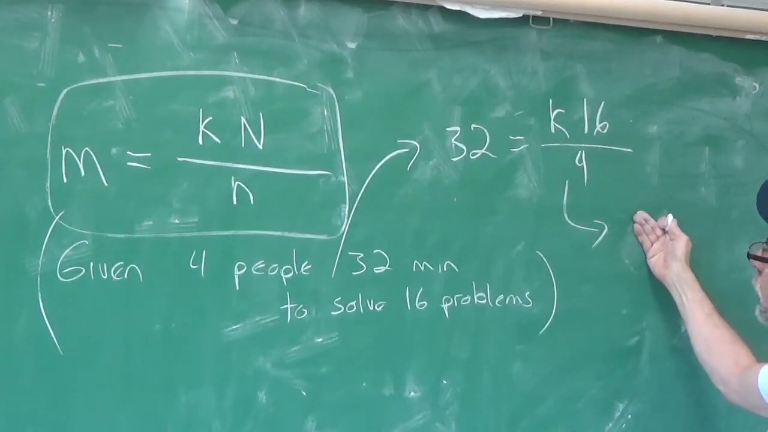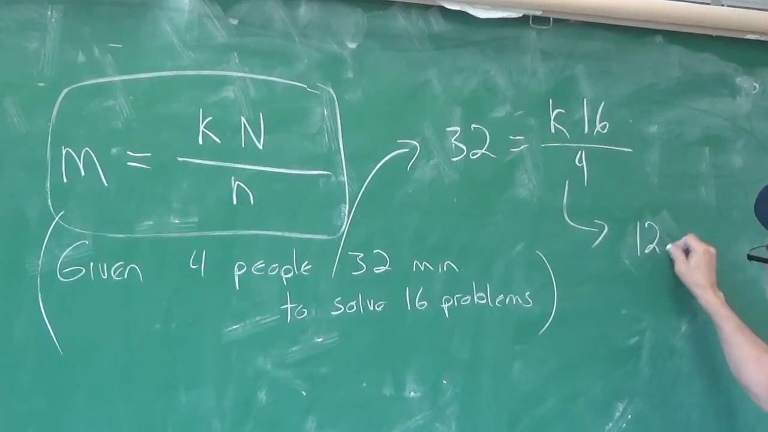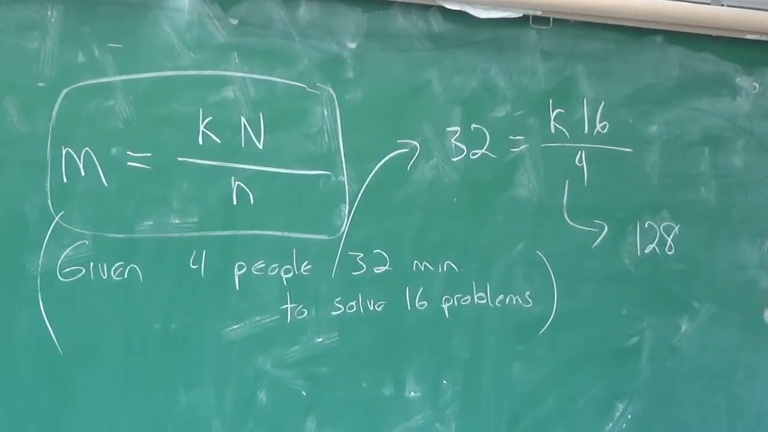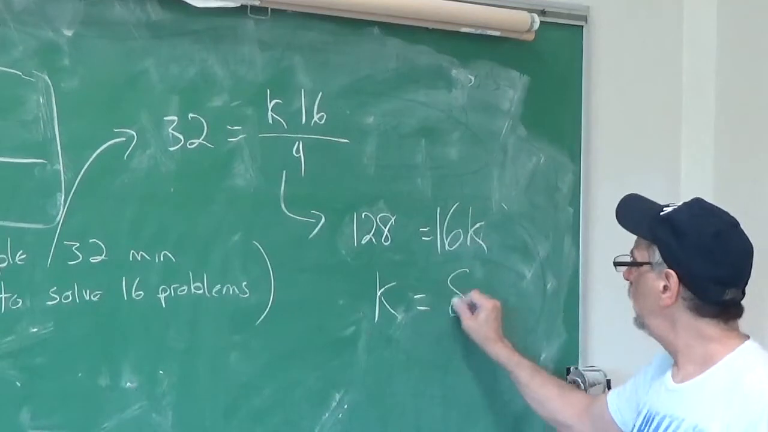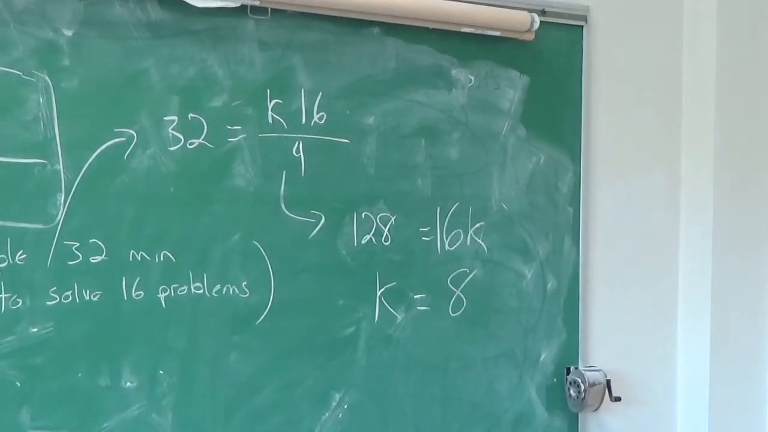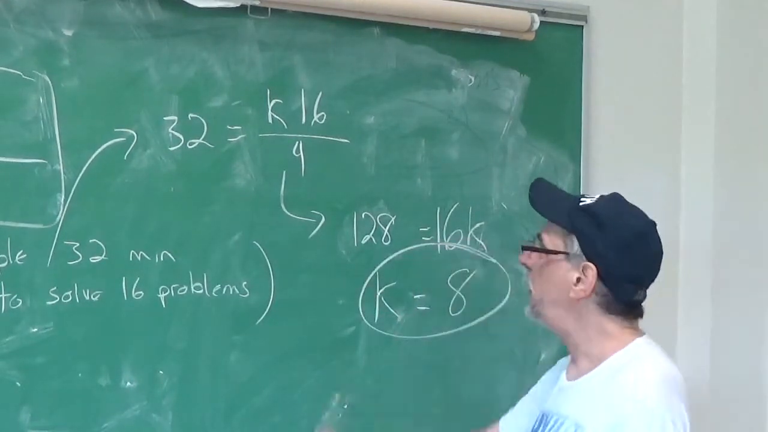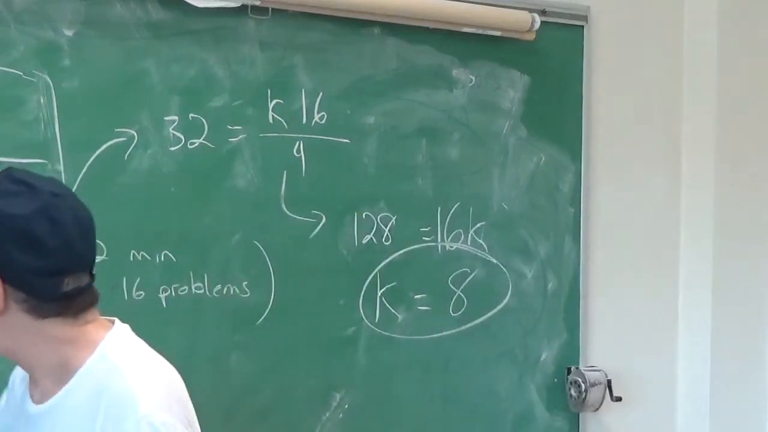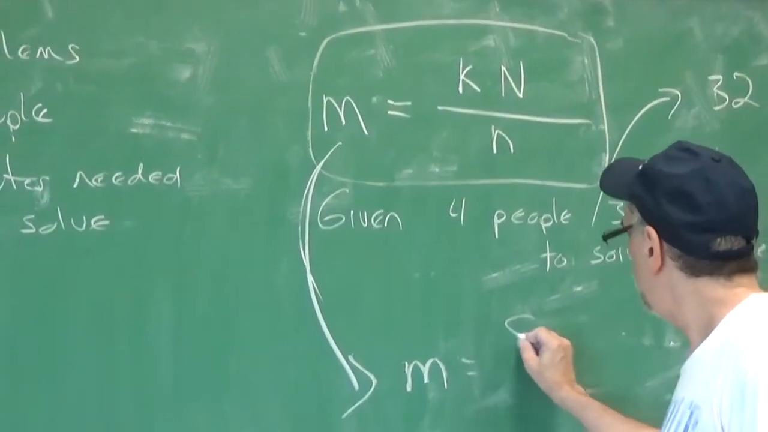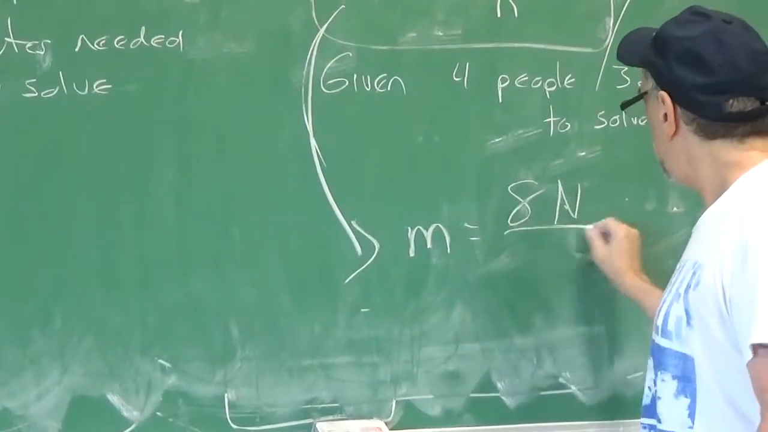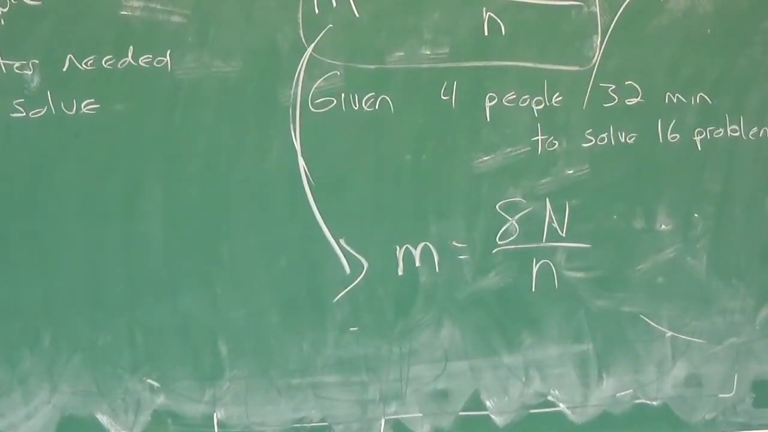128. Wait, 4 times 120, right? 30 times 4 is 120, and another 8, okay? 16K. So what do we get there? 8? 8 times 16, 80 and 48, yeah. All right, so K is 8. That now lets us put the K into the equation, and then solve the next question.